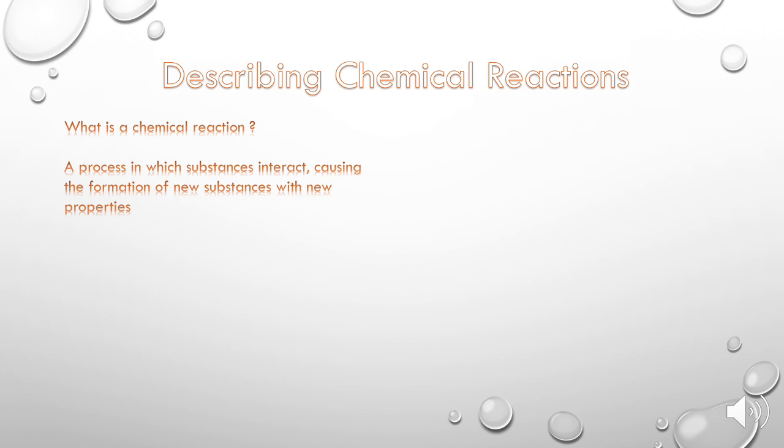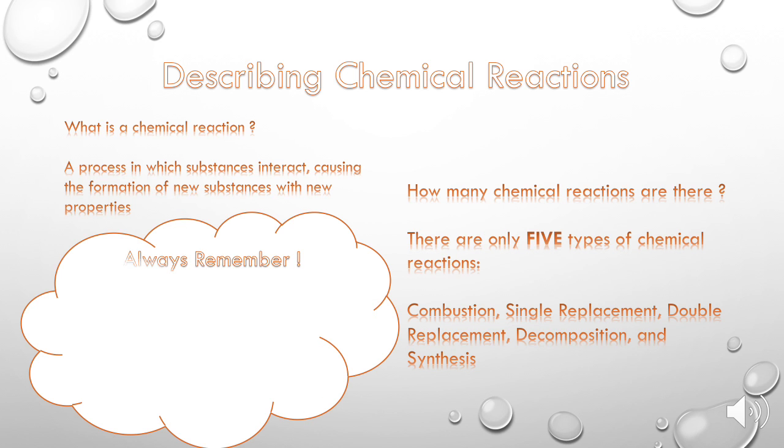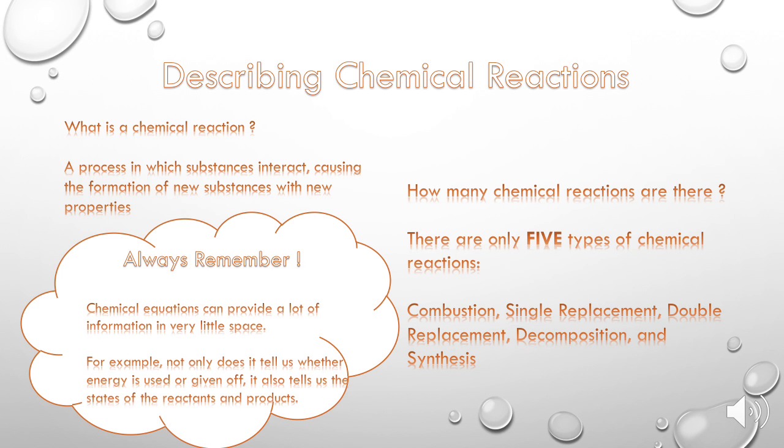What exactly is a chemical reaction? Well, it's a process in which substances interact, causing the formation of new substances with new properties. How many chemical reactions are there? There are only 5 types of chemical reactions: combustion, single replacement, double replacement, decomposition, and synthesis. Lastly, always remember, chemical equations can provide a lot of information in very little space. For example, not only does it tell us whether energy is used or given off, it also tells us the states of the reactants and products.